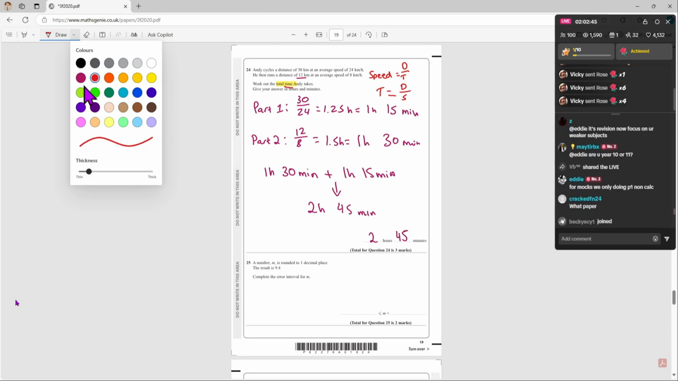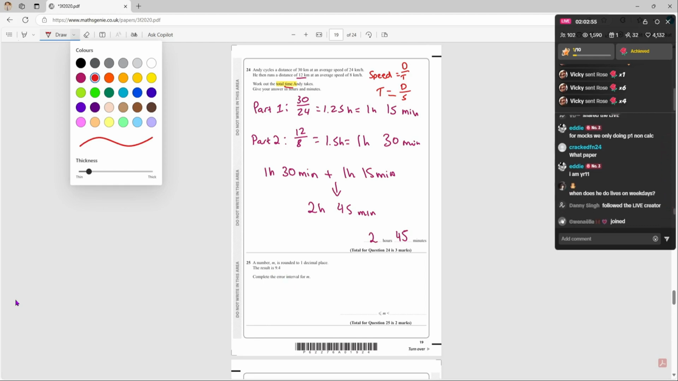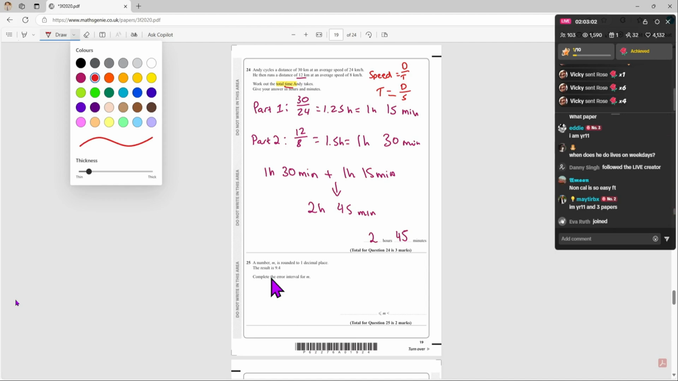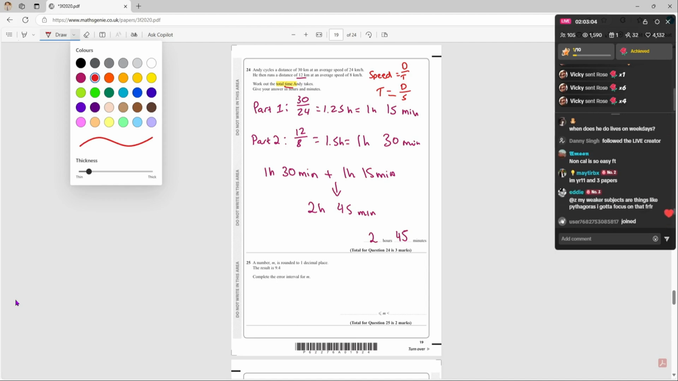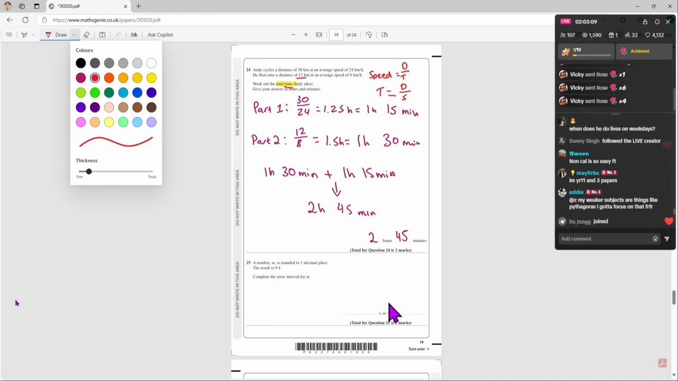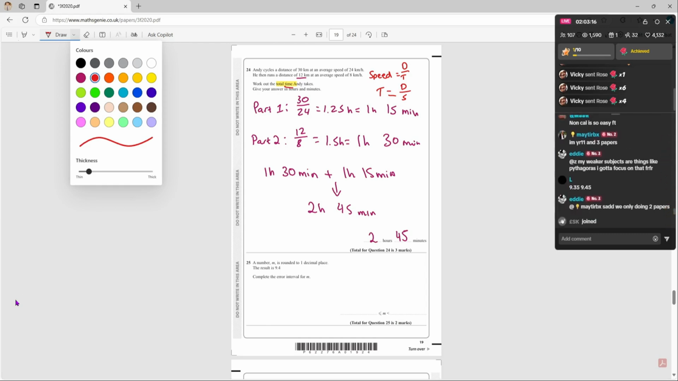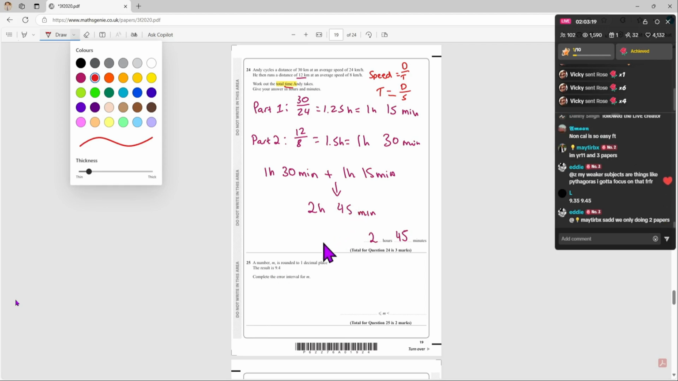So, question number 25. A number m is rounded to one decimal place. The result is 9.4. Complete the error interval for m. So, error interval just means what are the two values that could have been the number which he rounded, okay? It's like the range of numbers that could have given him this answer, 9.4, if I explained that correctly. So it's fairly simple.